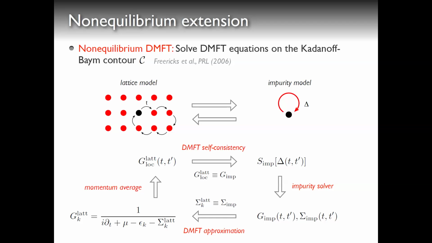Also, the solution of a Dyson equation, which is very easy in equilibrium by going to Fourier space, becomes more complicated. Out of equilibrium, we cannot explicitly calculate this inversion, but we have to rewrite this Dyson equation as an integro-differential equation on this Kadanoff-Baym contour, three-legged contour, and then solve this with appropriate numerical techniques.